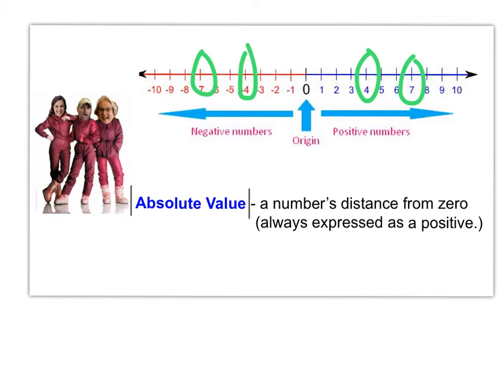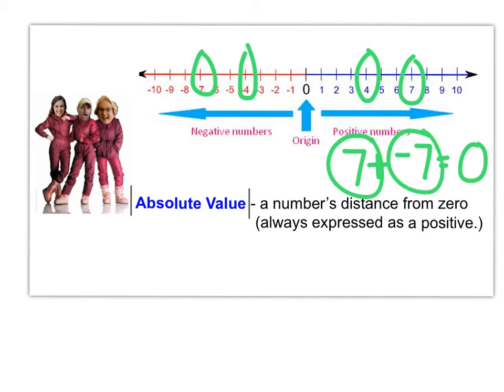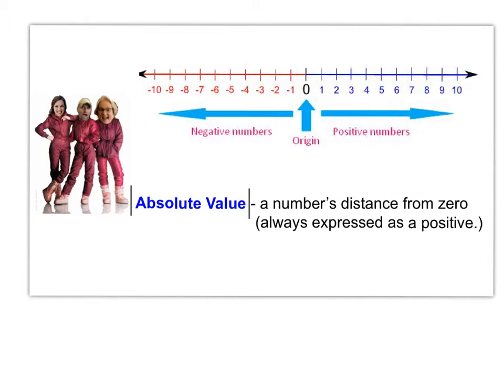Those are also called additive inverses. They're called additive inverses because if you were to add them together, you end up being at 0. Because this is like 7 steps to the right and 7 steps to the left. They cancel each other out and you're right back at 0.